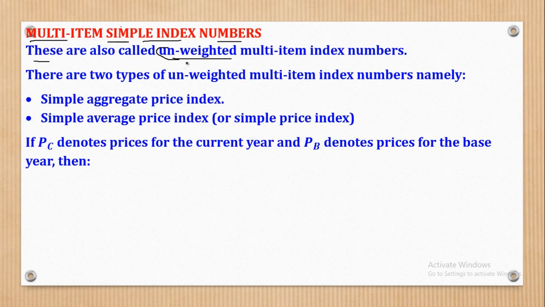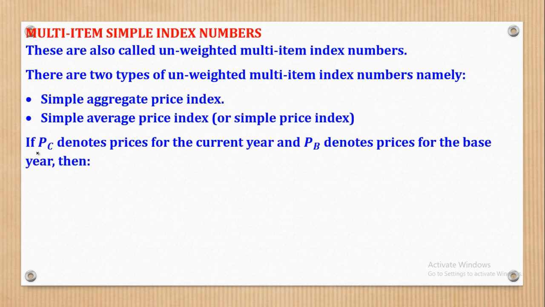So these are also called unweighted multi-item index numbers, and they are of two types. The first is called simple aggregate price index, and the other one is called simple average price index. But sometimes the examiners can be funny and they don't specify whether it is aggregate or average. Now when they don't specify, you have to take it as average. So when they just say simple price index, therefore in that case we take it as average.